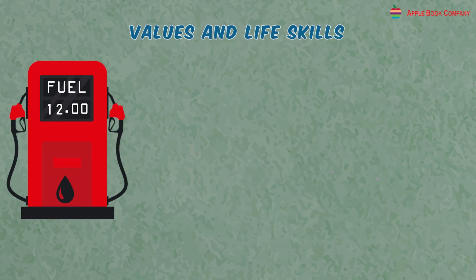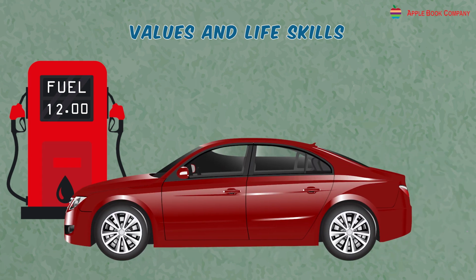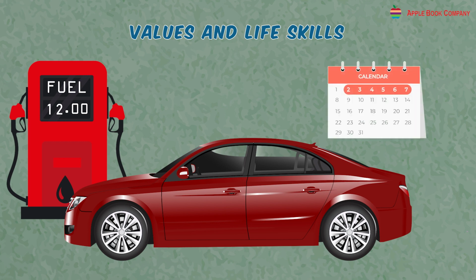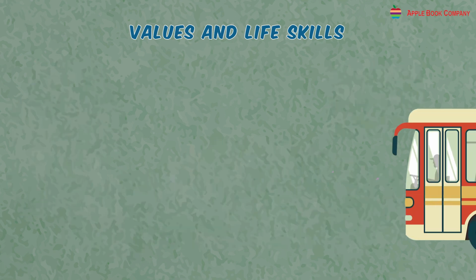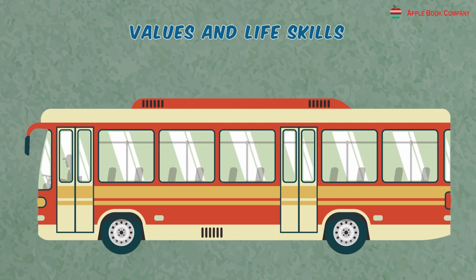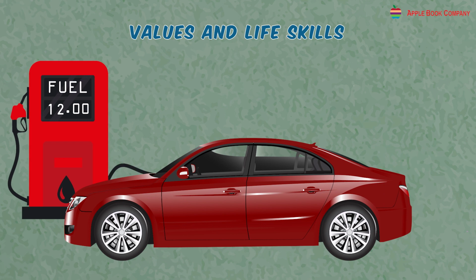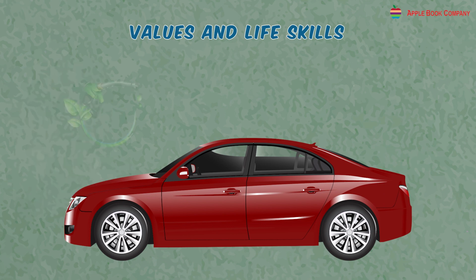Values and life skills. Mohit's car consumes around 12 liters of petrol every day. He goes to his office 6 days a week. To save his fuel consumption, on every alternate day he goes to his office by public transport. How much fuel does his car consume in a week? Also, find out how much fuel does he save in a week.